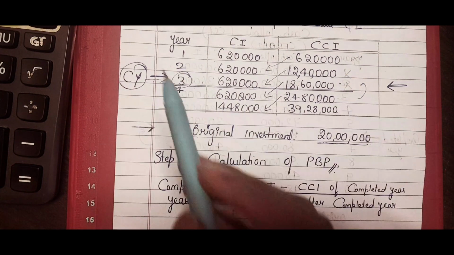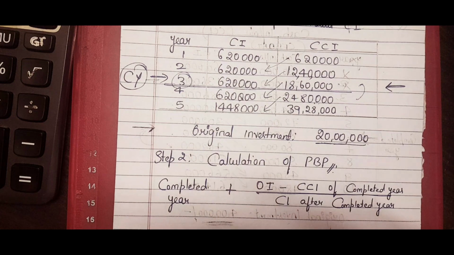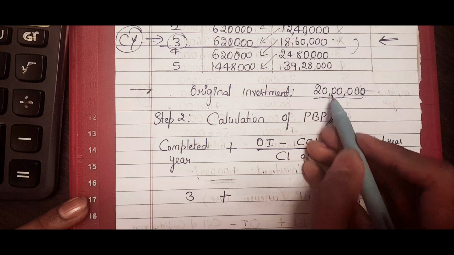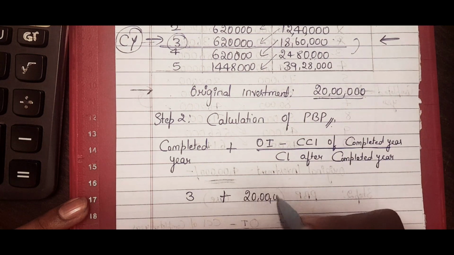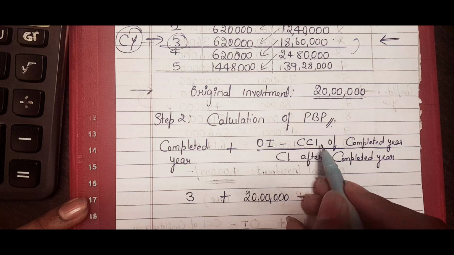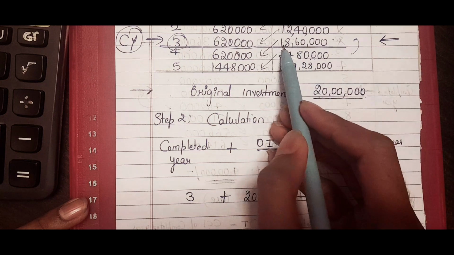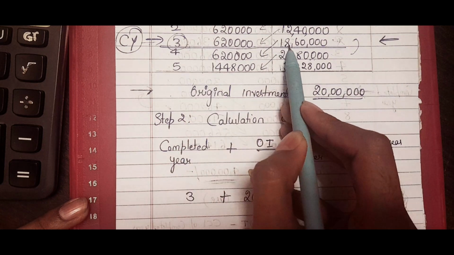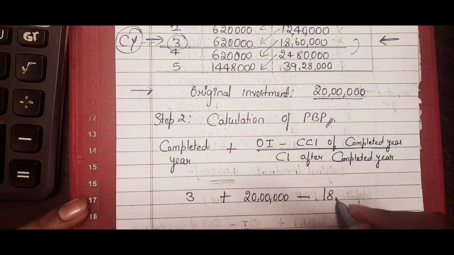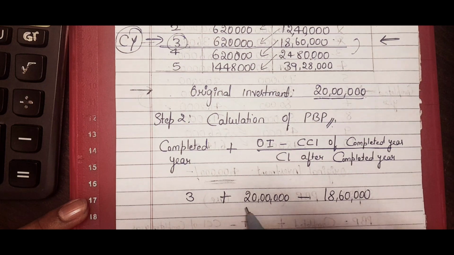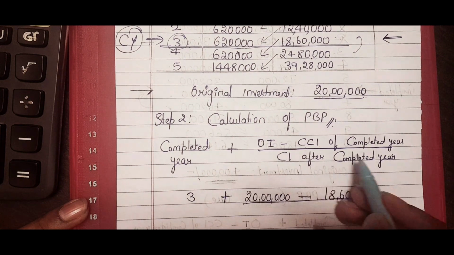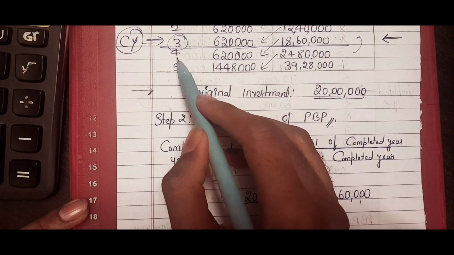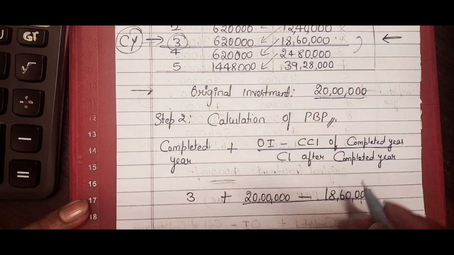So what is the completed year? Completed year is 3. So 3 plus what is the original investment? Original investment is 20 lakh rupees minus CCI of completed year, that means cumulative cash inflow of completed year. Completed year is 3, so cumulative cash inflow of completed year is 18 lakh 60,000, divided by CI after completed year. After completed year means the next year, which is 4th year. In that, CI is how much? 6 lakh 20,000.